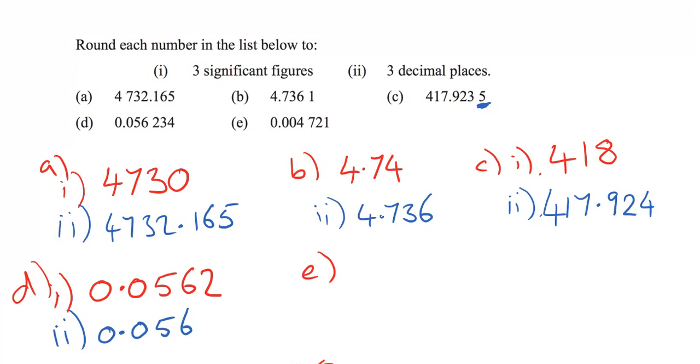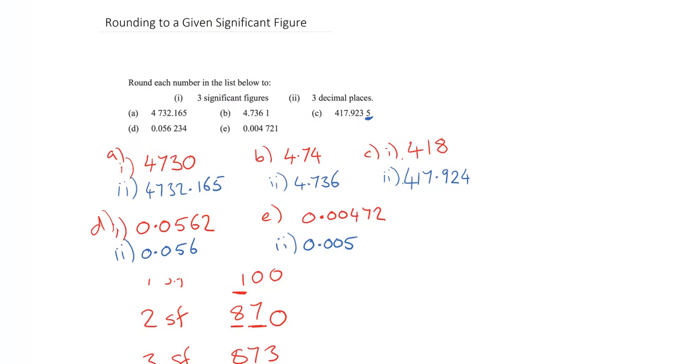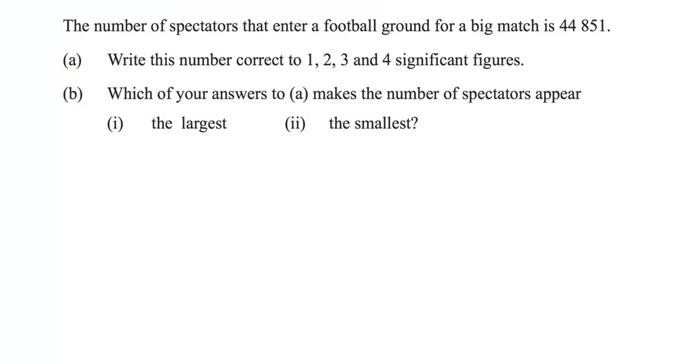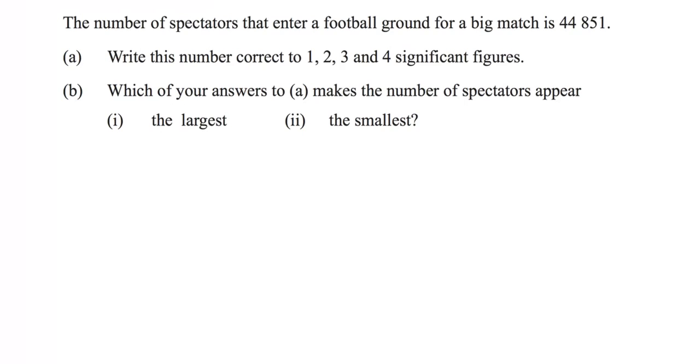So to 3 significant figures, this number becomes 0.00472. To 3 decimal places, 0.005. Okay, let's look at one final example, just something a little different to help us understand this even better. The number of spectators that enter a football ground for a big match is 44,851. Write this number correct to 1, 2, 3, and 4 significant figures.